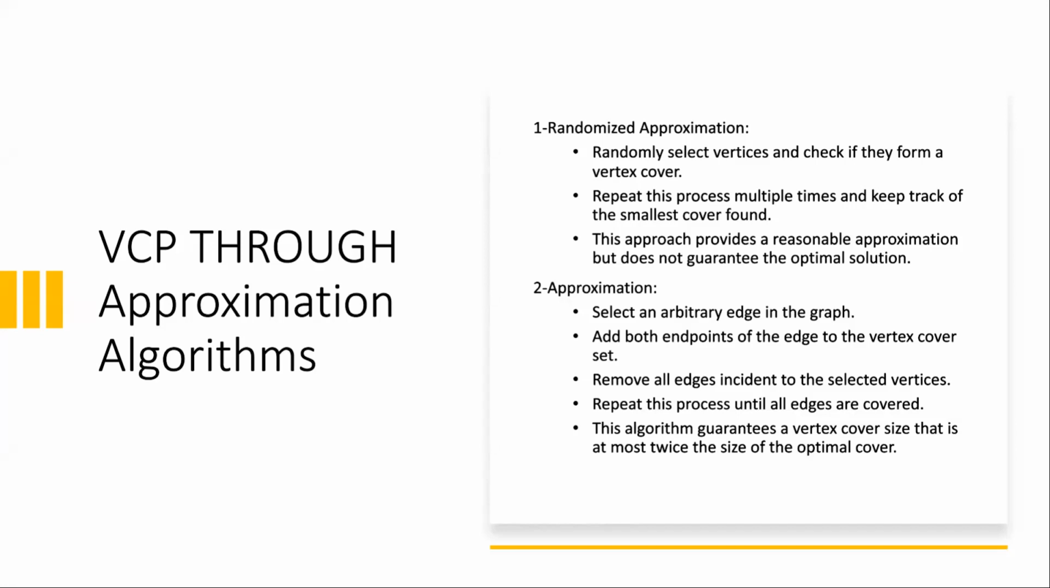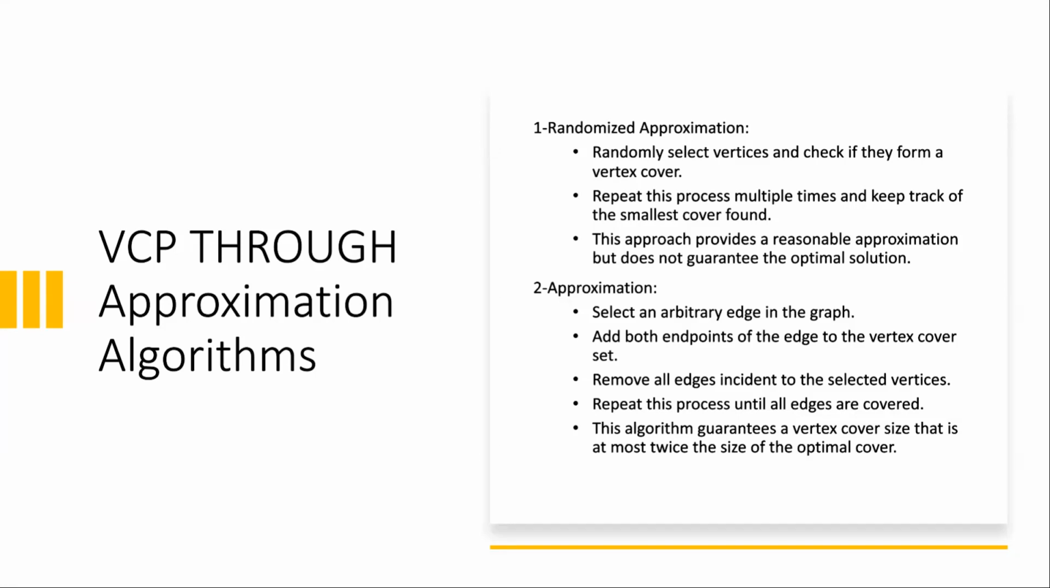My name is Pranav Badhe, and I'll be talking about approximation algorithms through the vertex cover problem. There are two types of approximation. One is randomized approximation. Following are the steps of randomized approximation. First, randomly select vertices and check if they form a vertex cover. Repeat this process multiple times and keep track of the smallest cover found. This approach provides a reasonable approximation but does not guarantee the optimal solution.